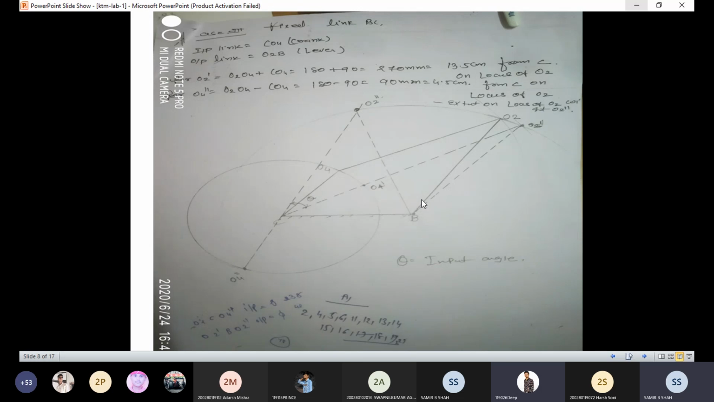The output angle, see, input means the expansion of the input link. In the same way, output means the expansion of the output link, that is BO2. We are focused on BO2 double dash to BO2 dash. The angle between BO2 double dash and BO2 dash, that is our output angle. Output angle is nearly about 45.